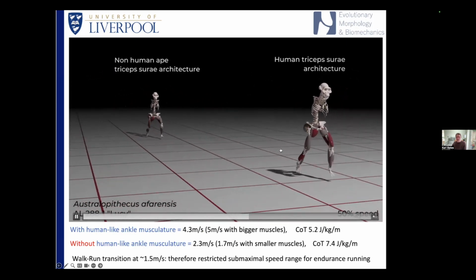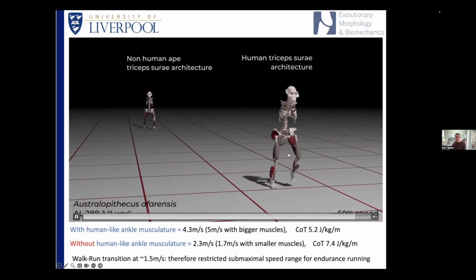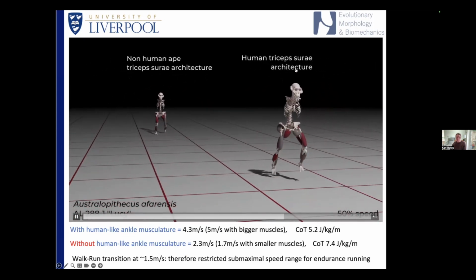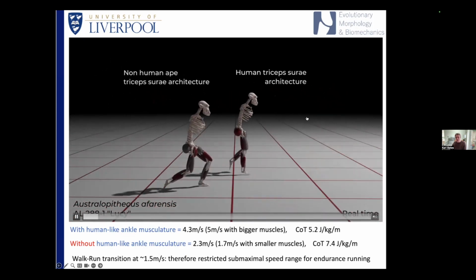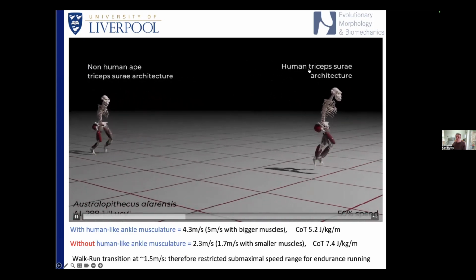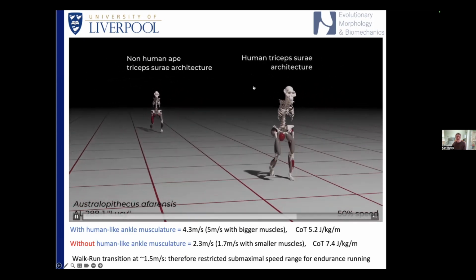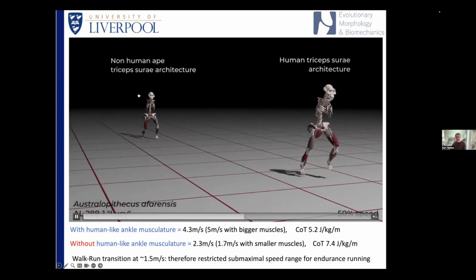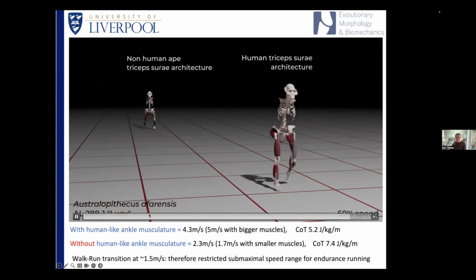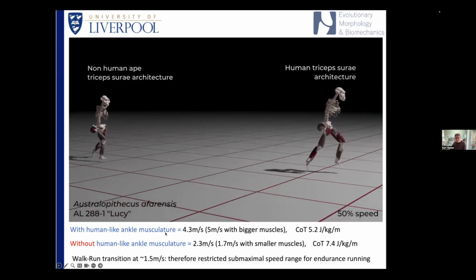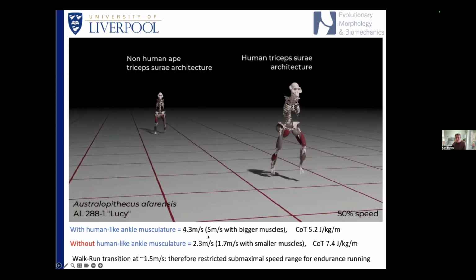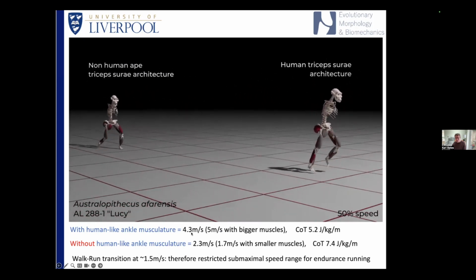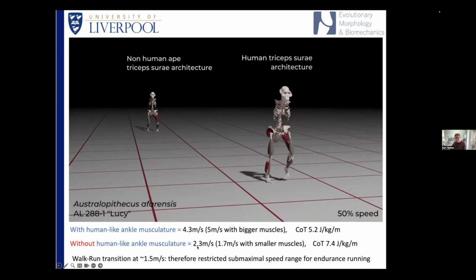So these models both have the same mass in their limbs that we predicted as a sort of average between human and chimpanzees. But this faster model here, which is also using less energy, has a human ankle muscle and Achilles tendon, whereas this one has a fairly extreme non-human ape arboreal ankle muscle architecture and Achilles tendon. And what you can see down here, if you look at the numbers, is that the human one is almost twice as fast and uses about 50% less energy to achieve that faster speed.